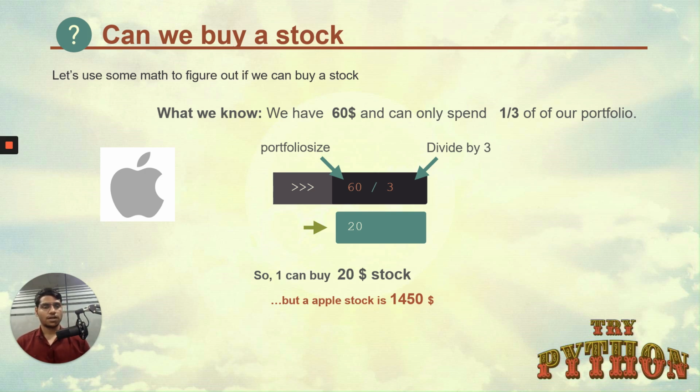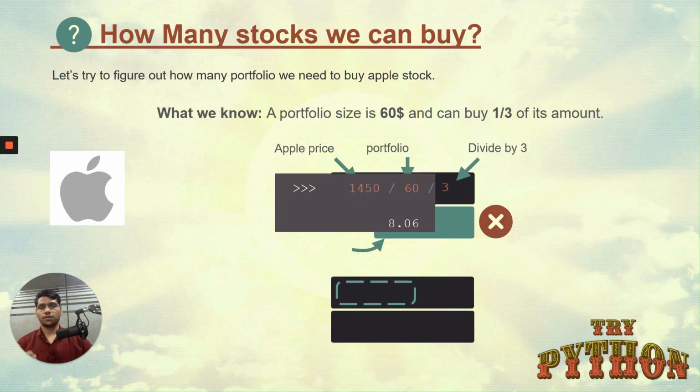Now you need to figure out how many friends you will be needing if you want to buy this stock, assuming that all of your friends have a similar portfolio size. So let's try to solve this problem. If I write a code, this is what I'm going to write in the beginning: 1450 divided by 60 divided by 3. If I do this, I'm going to get 8.06.